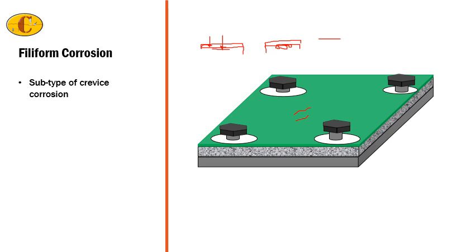This is seen if the coating is really thin. So in oil and gas industry usually there won't be thin coatings, but if there is any sample or any component which has been pre-coated, there is a possibility of filiform corrosion occurring over there.